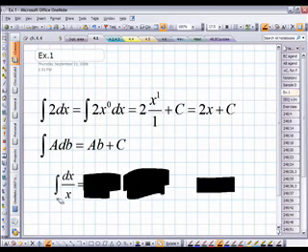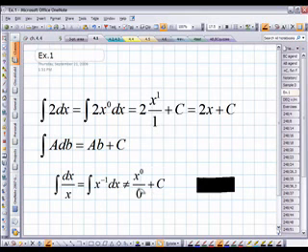Integral of dx over x. Now, this is an issue. This is the same as x to the negative 1 dx. You can't use the power rule because you can't divide by 0. So there's almost a whole chapter dedicated to just this one particular case because it ends up being so important.